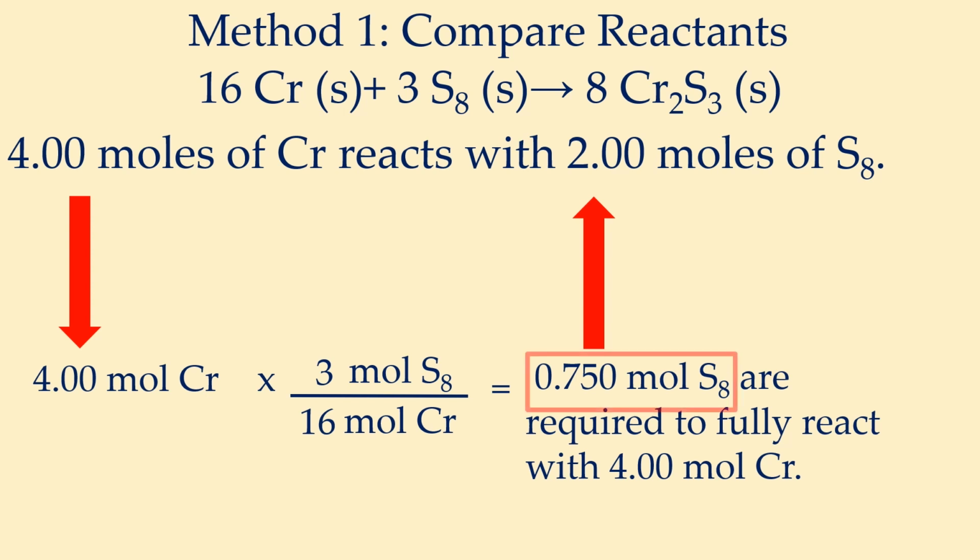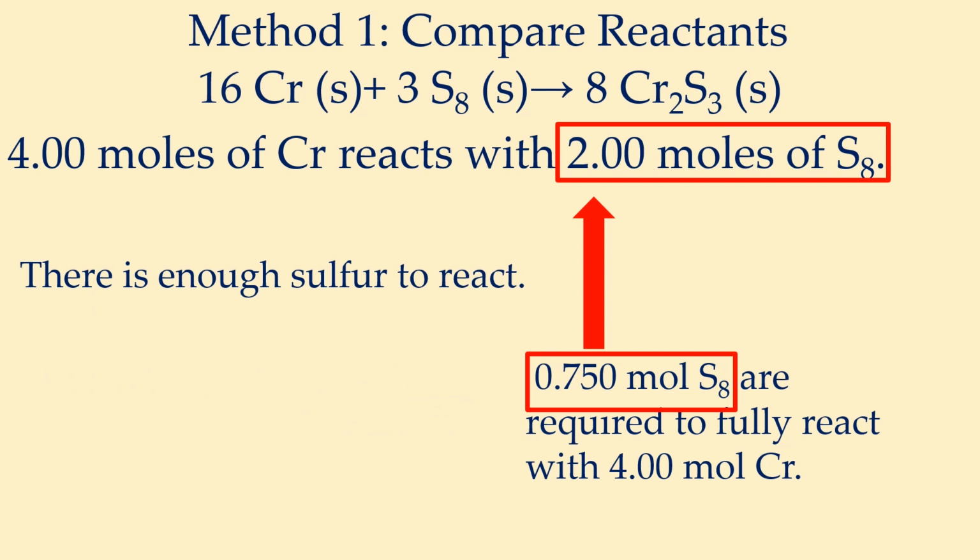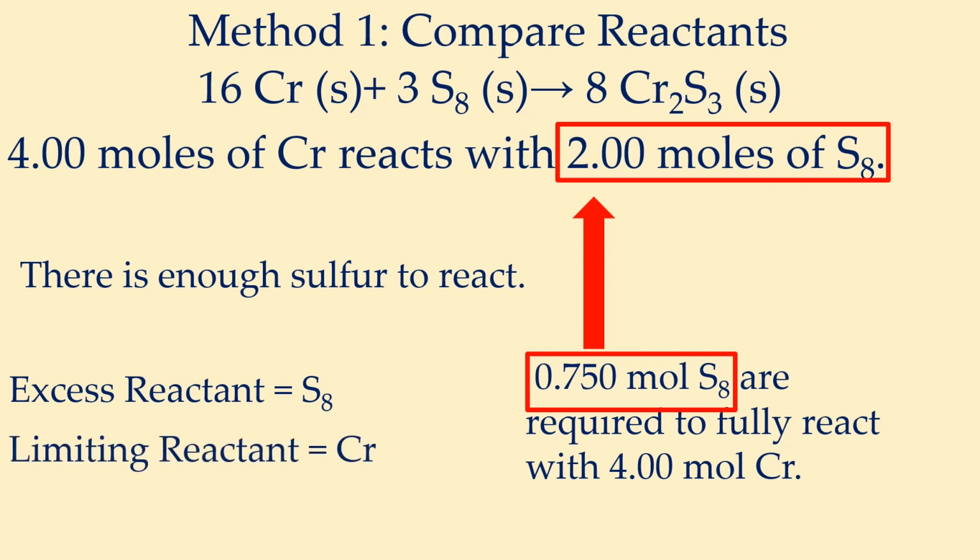Notice 0.750 moles of sulfur are required to fully react with 4.00 moles of chromium. In the problem, we start with 2.00 moles of sulfur. So yes, there is enough sulfur to react. We can now draw some conclusions. Sulfur is the excess reactant, and chromium is the limiting reactant.